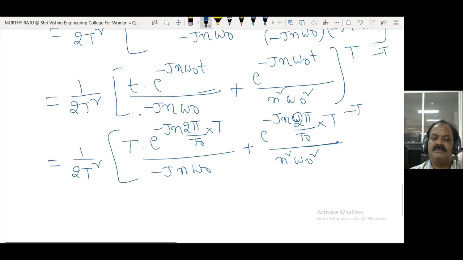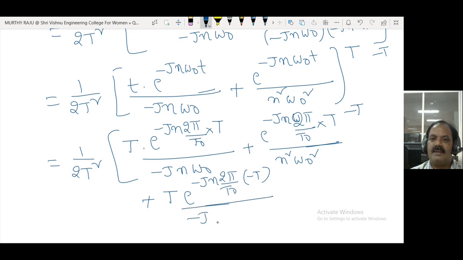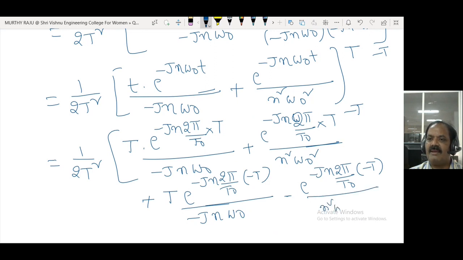Substitute the lower limit minus T: minus T minus plus T e power minus j n omega naught, where omega naught is 2 pi by T naught, into minus T by minus j n omega naught. Here for the lower limit minus T, e power minus j n omega naught, where omega naught is 2 pi by T naught, T is minus T by n square.